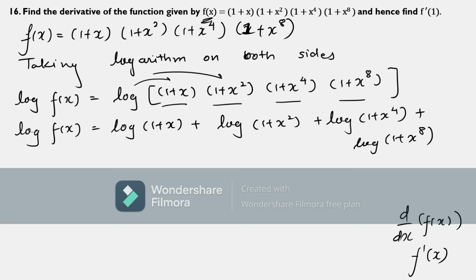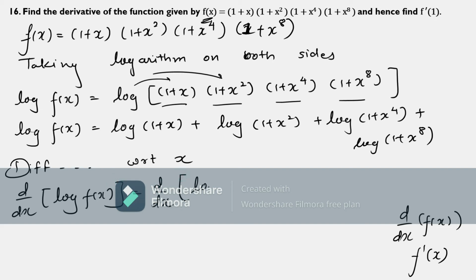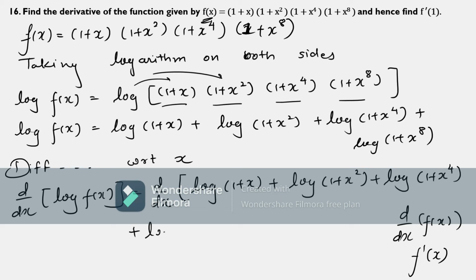Now you can see easily that if we do differentiation, we can do it separately because all are in addition. There is no particular rule for addition; we can do it directly, and addition can be done separately. So differentiating both sides with respect to x: d by dx of log of f(x) on the left hand side is equal to d by dx of the full log of (1 plus x) plus log of (1 plus x square) plus log of (1 plus x to the power 4) plus log of (1 plus x to the power 8).